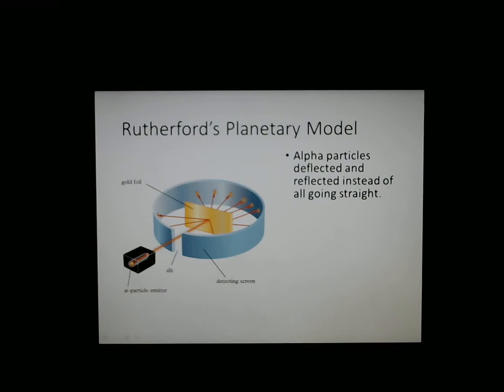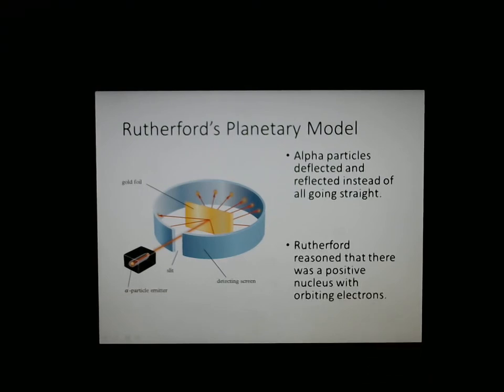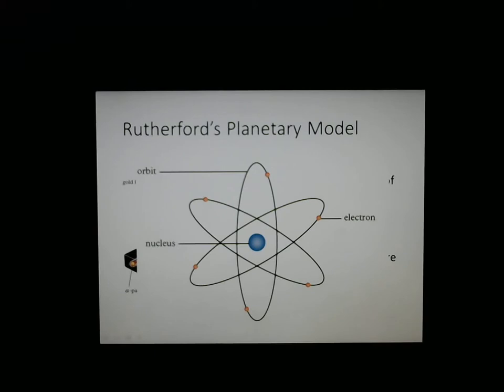And he used this evidence to reason that instead of a positive charge being spread out, it was condensed in the middle of an atom, which was the nucleus. And the electrons were whizzing around it like planets. Okay, so in terms of a picture, this is what he's got here. So these are the main features you need to have, that there's a tight, small nucleus in the middle that's positively charged. There are electrons going around it, they're negatively charged, and the electrons all have an orbit around it.